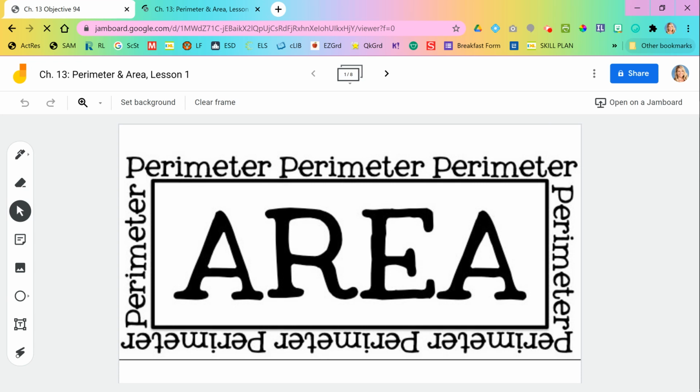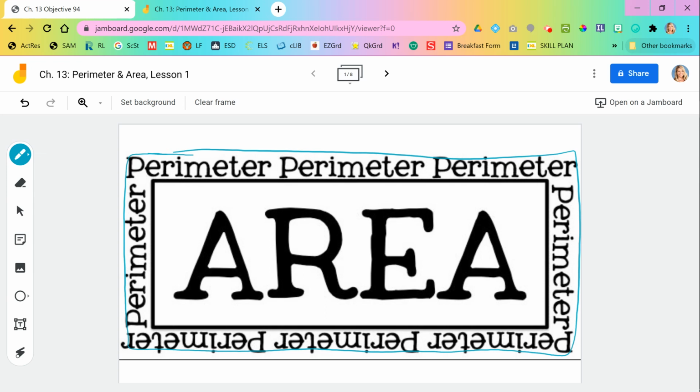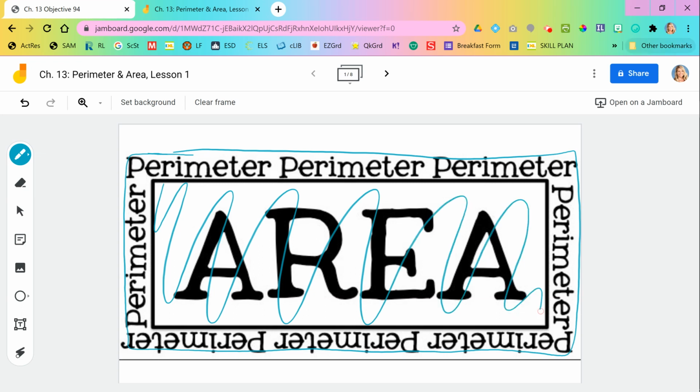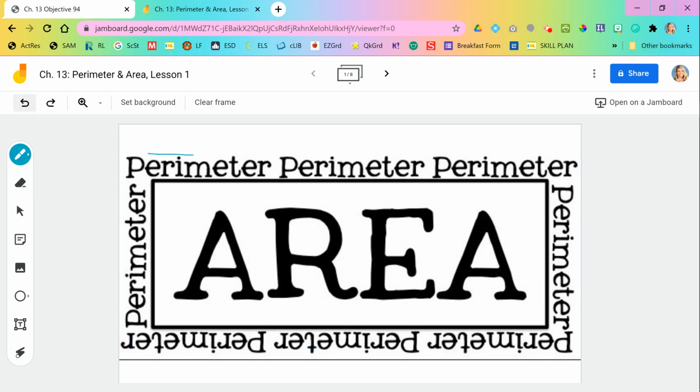All right, so remember that perimeter is the outside. Perimeter is the distance outside of a square or a rectangle. And area is the entire space inside that rectangle. Sorry, there's a little bit of a delay. So this is just a visual to help you remember those.